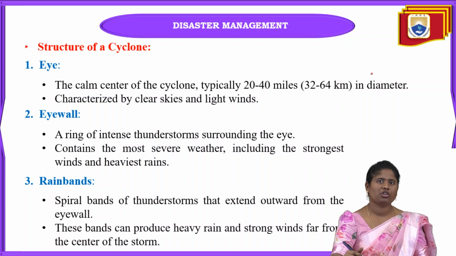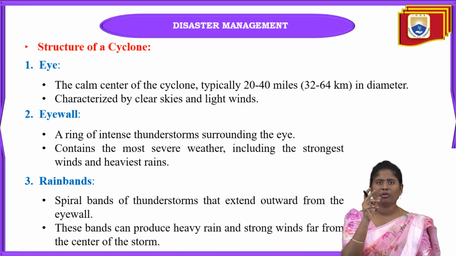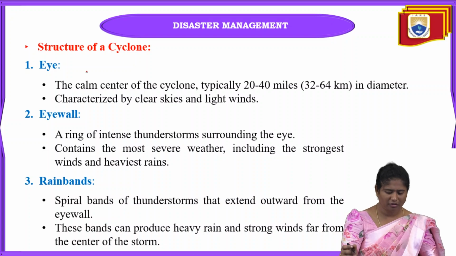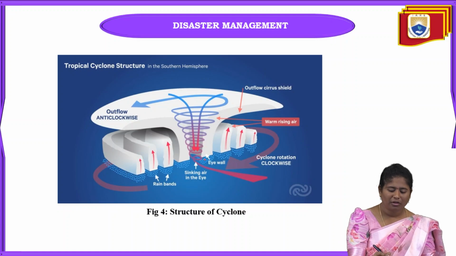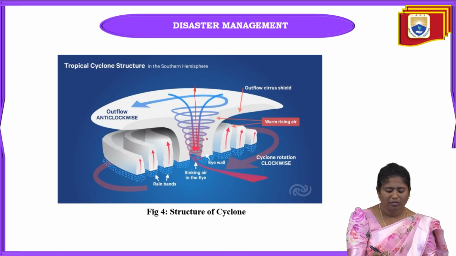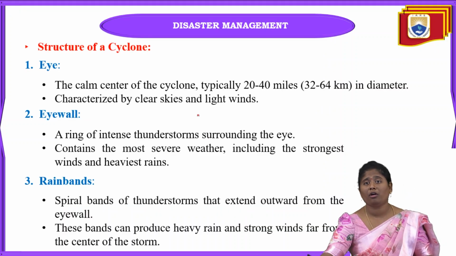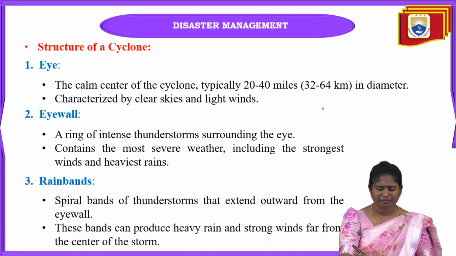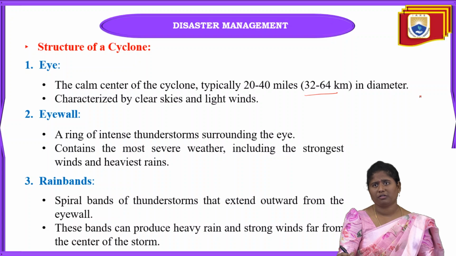Next one is structure of the cyclone. When any type of cyclone is formed, its structure is defined here. First one is the eye, and here you can see this is the eye. The eye is the center of the cyclone, almost 32 to 64 kilometers in diameter. It is characterized by light winds or clear skies.